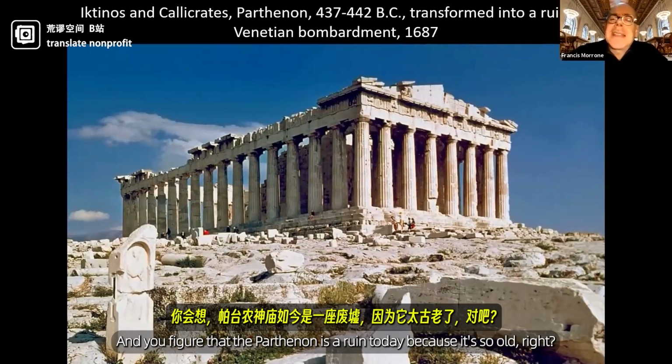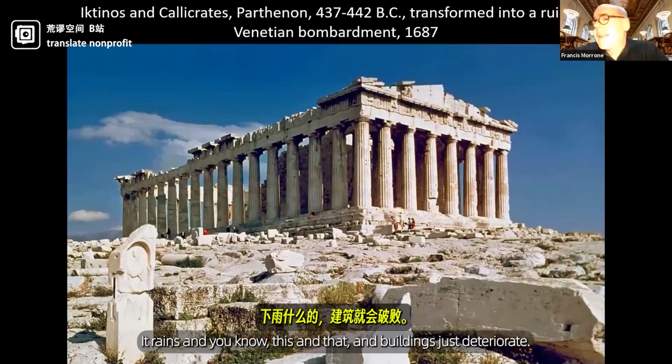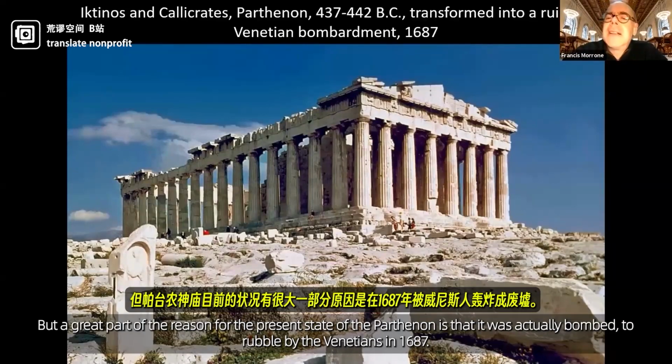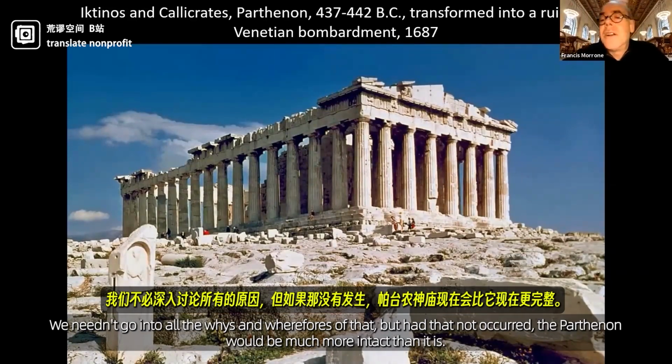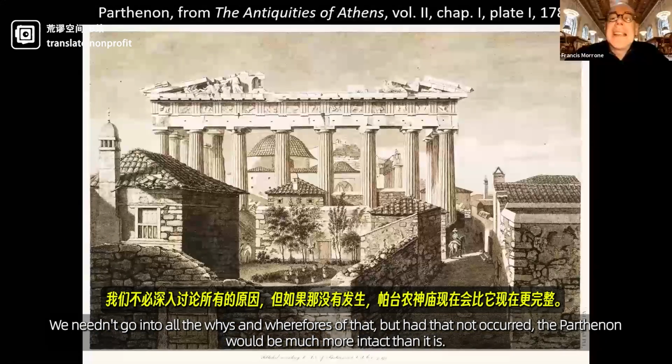And you figure that the Parthenon is a ruin today because it's so old, right? It rains and this and that, and buildings just deteriorate. But a great part of the reason for the present state of the Parthenon is that it was actually bombed to rubble by the Venetians in 1687. We needn't go into all the whys and wherefores of that, but had that not occurred, the Parthenon would be much more intact than it is.